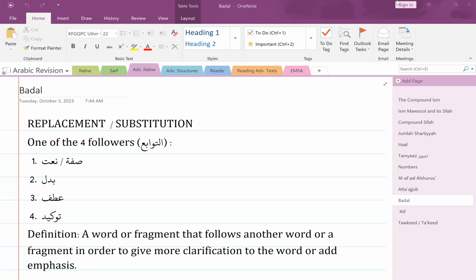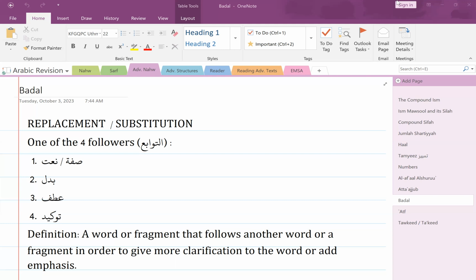What do we mean by one of the four followers? There are certain categories, what we call the tawabi', where they basically follow something else. So you have the tabi', the follower, and the matbu', the thing that is being followed. So you have that kind of a connection that is happening. The followed and the follower. That's basically the whole concept of a tabi' wal matbu'. And normally they copy the rulings of the matbu', of the thing that is being followed.